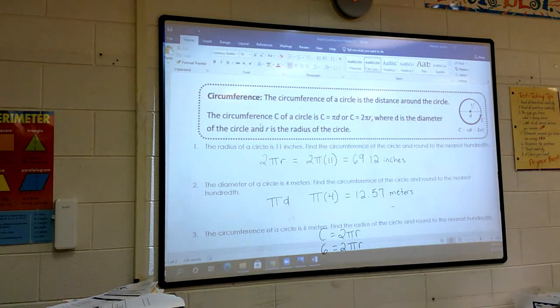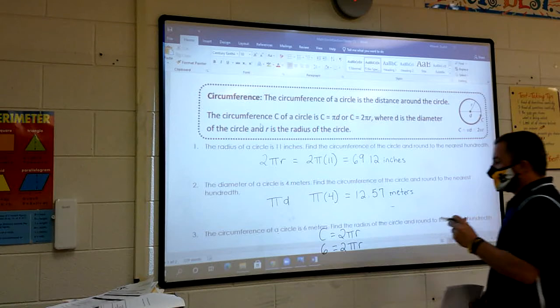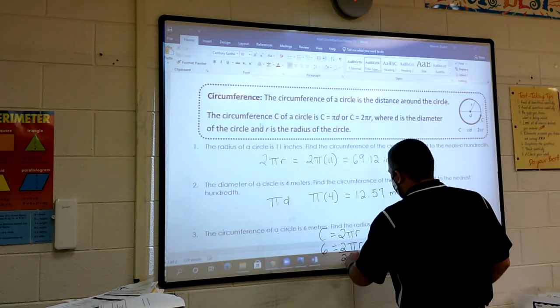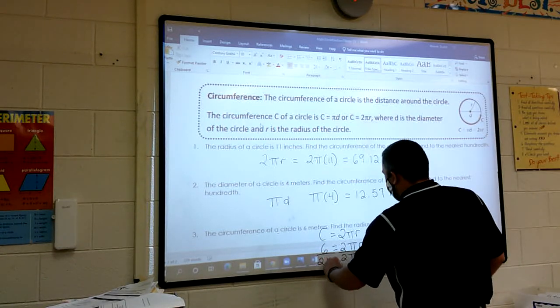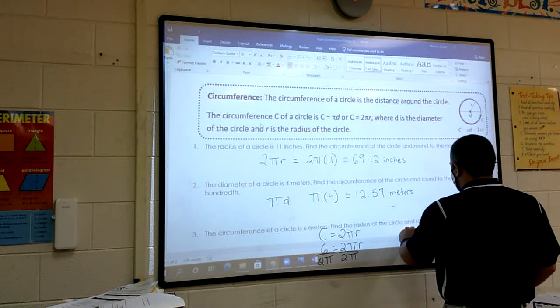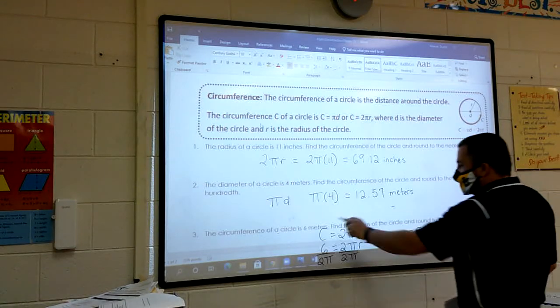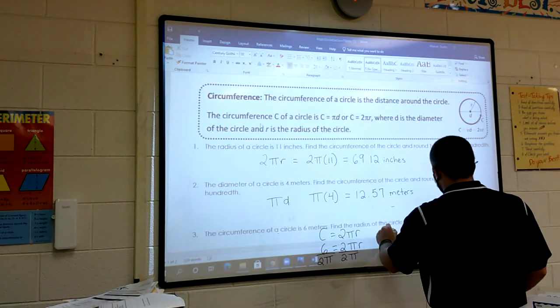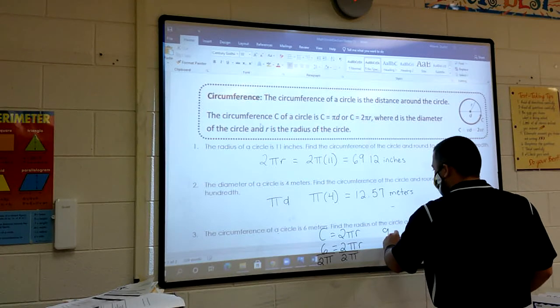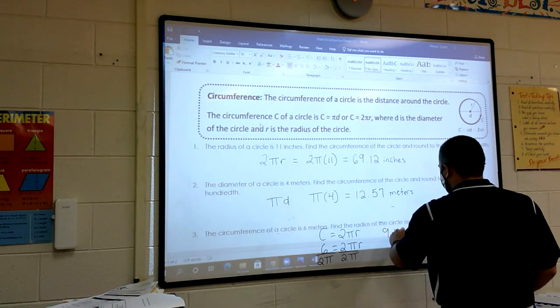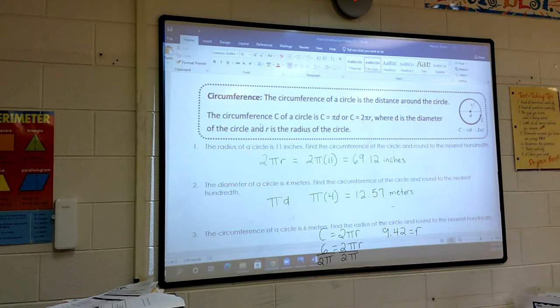We want to solve for the radius. So we're just going to get the radius by itself. So we're going to divide by 2 pi. So 6 divided by 2 pi should get you the radius. The radius should equal 6 divided by 2 pi, which is going to give you 9.42. And that is meters.